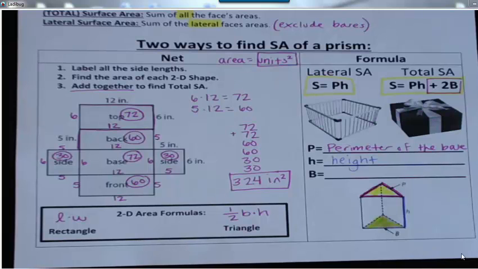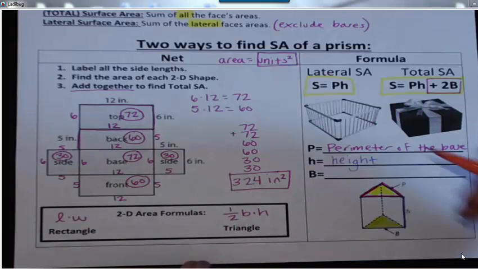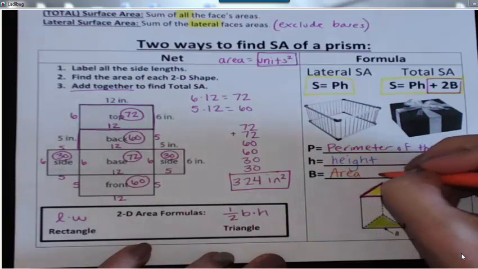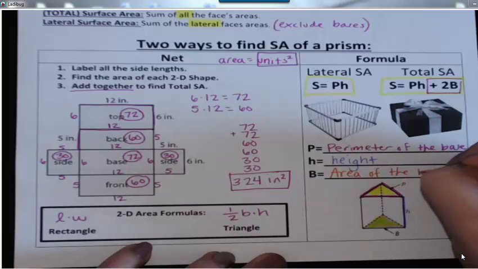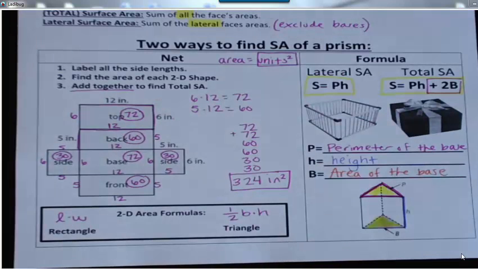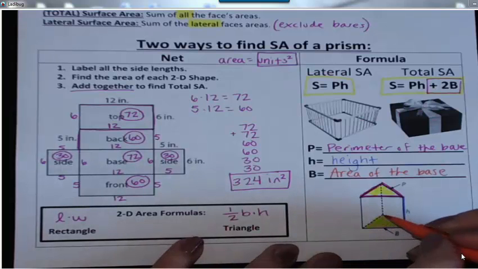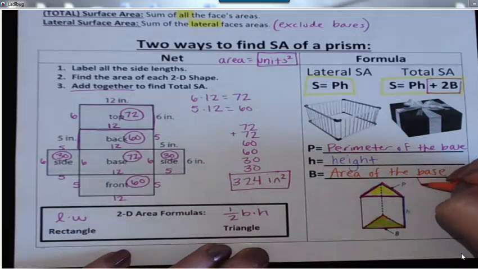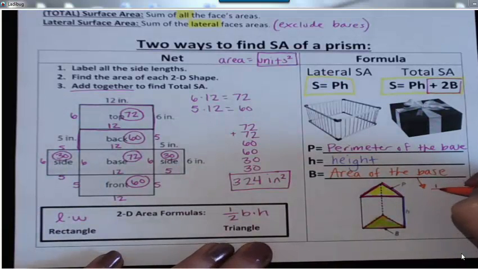And the last letter that you need to know is going to be big B, or capital B, and that means area of the base. Now don't just think it's the base, it's actually the area of the base. So since this is a triangle, I would have to use the formula half times base times height to figure out that area of the base. That's when I'm using a triangle.